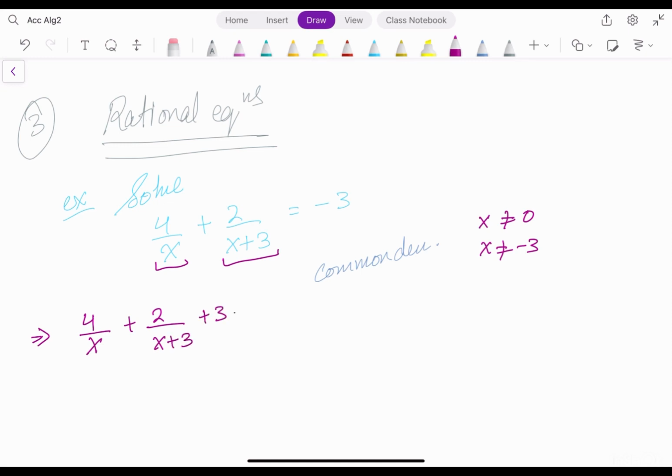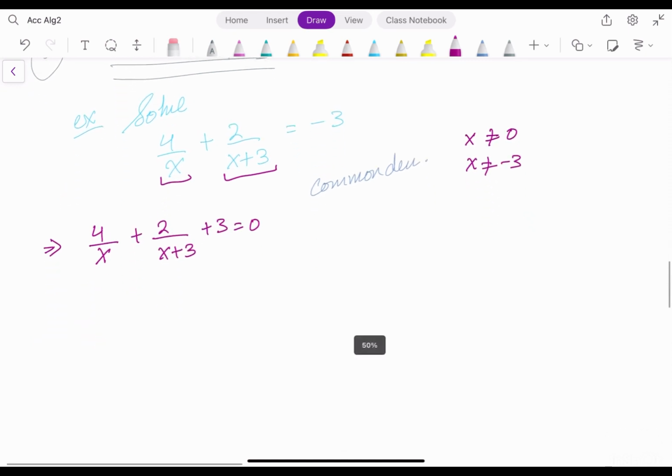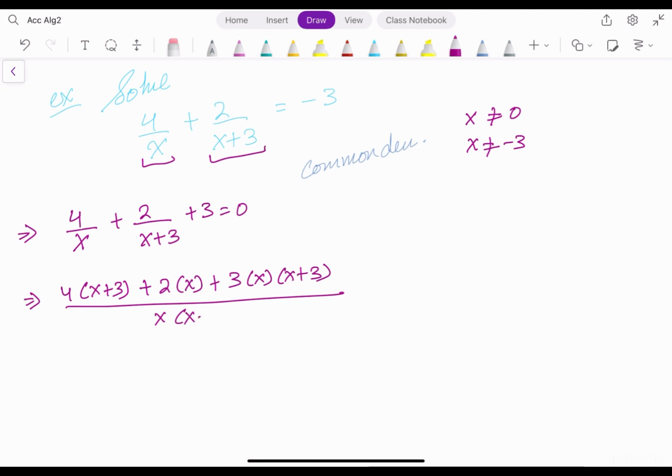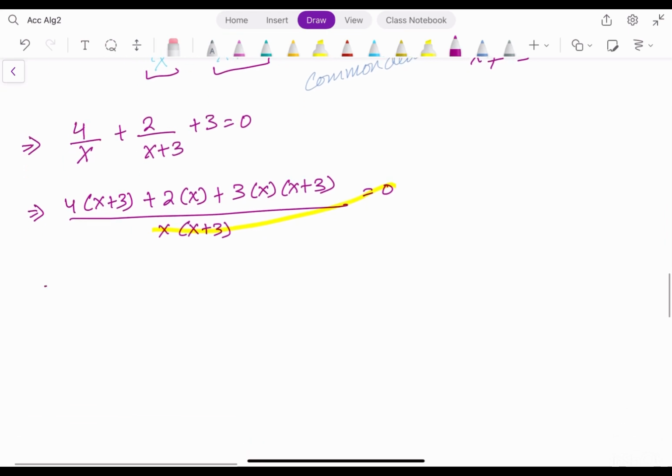So let's bring 3 to the left hand side, and at this point we can make the common denominator x times (x plus 3). The same way we make common denominators and multiply the numerators as we do with fractions. Let's clean this mess up. And we can multiply the denominator by the 0 on the right hand side, and that will become 0 only. So we will be left with only the numerator.